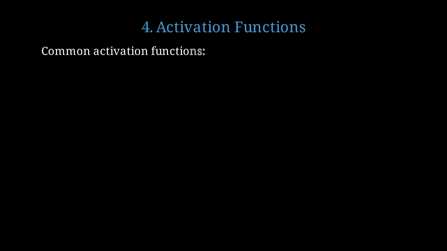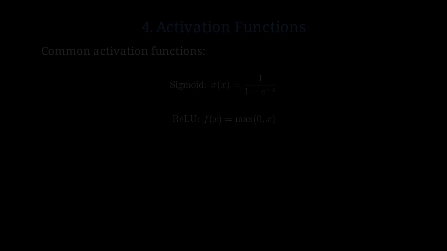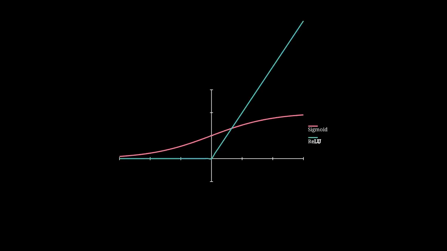Let's look at some common activation functions used in neural networks. The sigmoid function squashes values between 0 and 1, making it useful for binary classification. ReLU, or rectified linear unit, is simple but effective. It outputs the input if positive, otherwise 0. Here you can see the shapes of sigmoid and ReLU activation functions. These nonlinear functions allow neural networks to learn complex patterns.